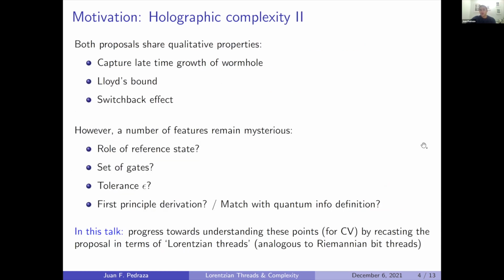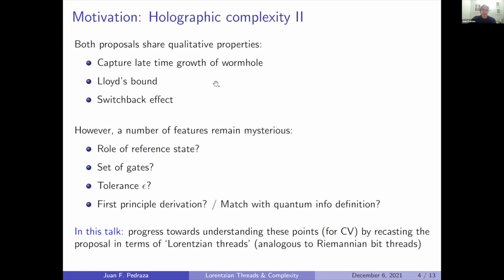So these two proposals share some of the qualitative properties. They both capture the late time growth of the wormhole. They both saturate the so-called Lloyd bound, and they reproduce an effect that is known as the switchback effect, that is when you perturb the black hole with, say, shockwaves.